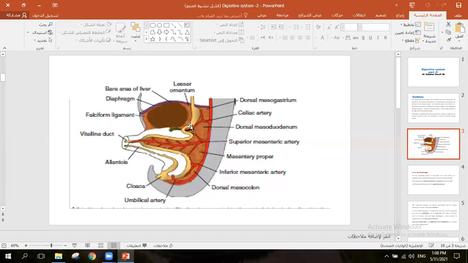It is a terminal part of the foregut and cephalic part of the midgut that will form the duodenum. Duodenum will be supplied by branches of both celiac artery and superior mesenteric artery. Celiac artery will supply the stomach while superior mesenteric artery will supply the midgut. With the rotation of the stomach, the duodenum will take the C shape, and at the end will become near to the right side of the abdominal cavity.